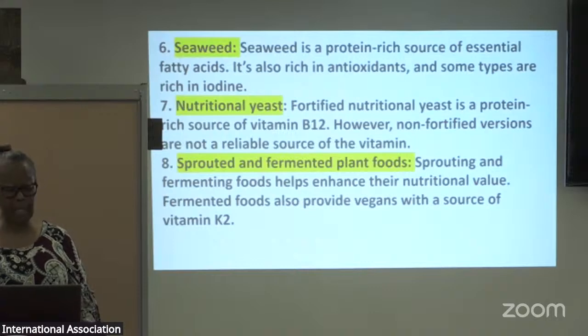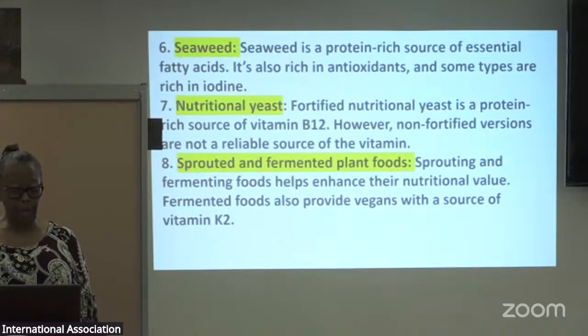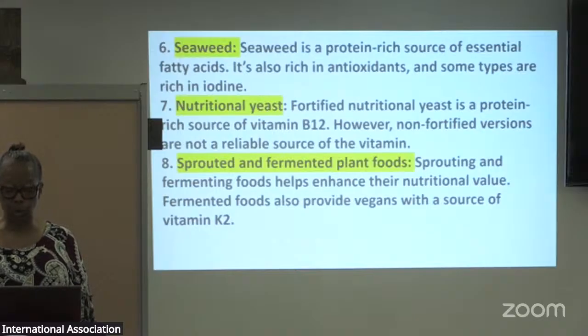Sprouted and fermented plant foods. Sprouting and fermenting foods helps to enhance their nutritional value. Fermenting food also provides vegans with a source of vitamin K2.